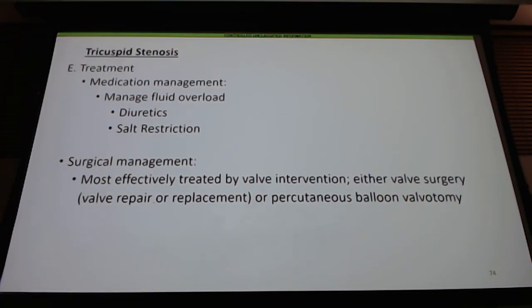The way we treat it, well, we first got to do the fluid overload, so diuretics and salt restriction, so you get rid of that peripheral edema that's present. But then ultimately, you're going to need to do something to fix the valve, which could be that percutaneous balloon valvotomy that we talked about with the mitral valve, or we may need to go in and actually replace the valve entirely.